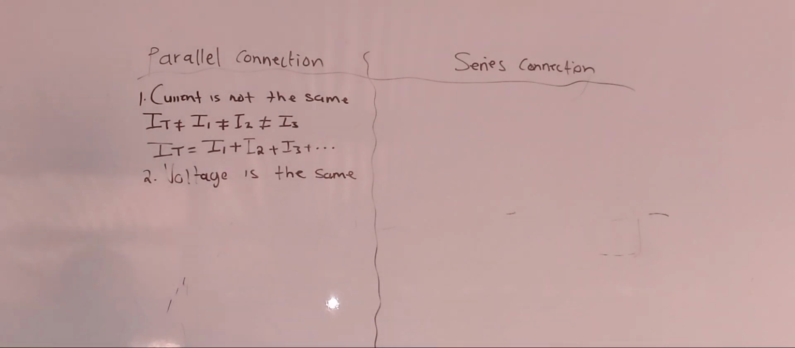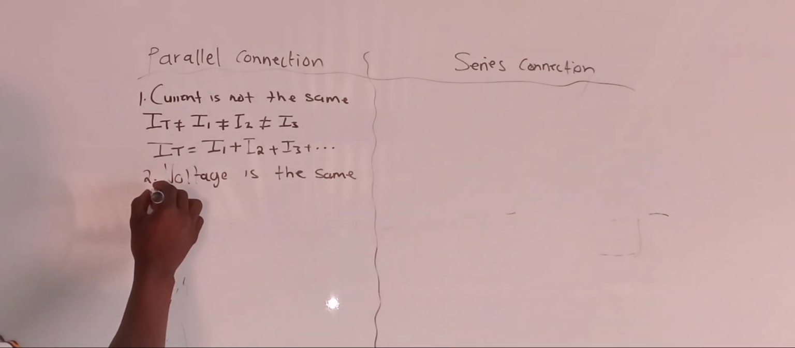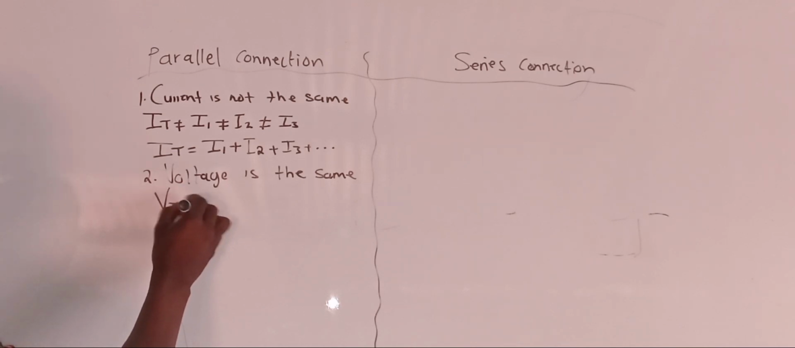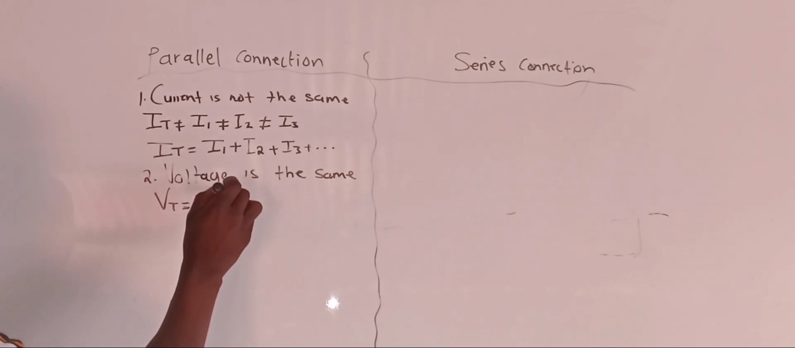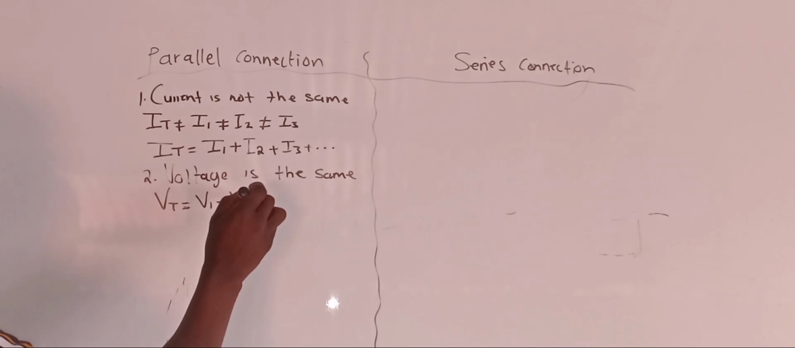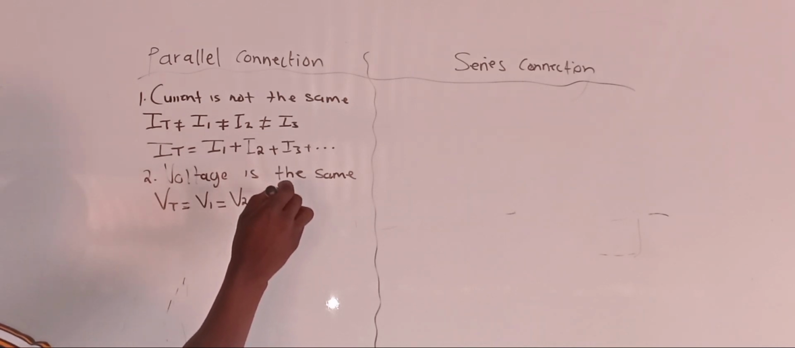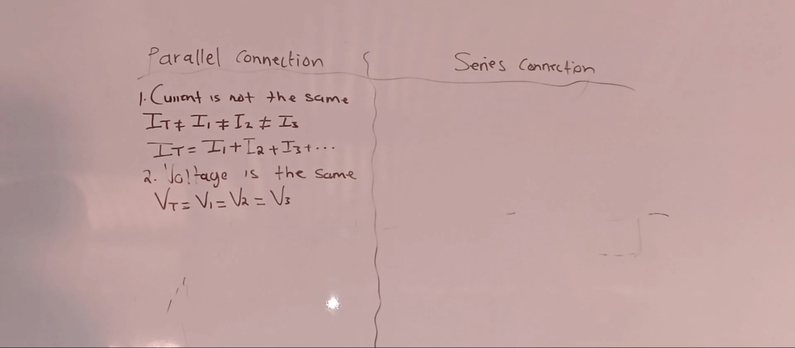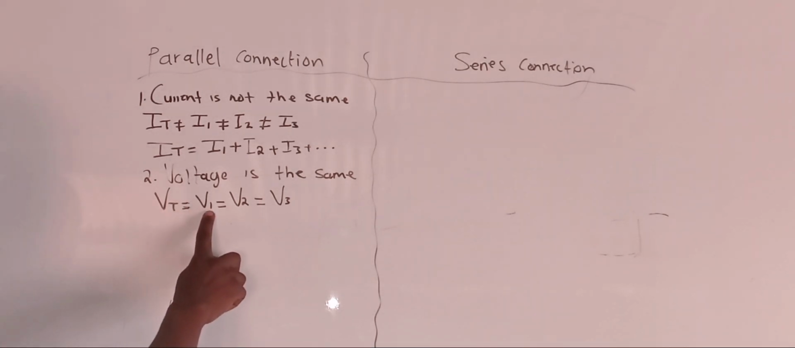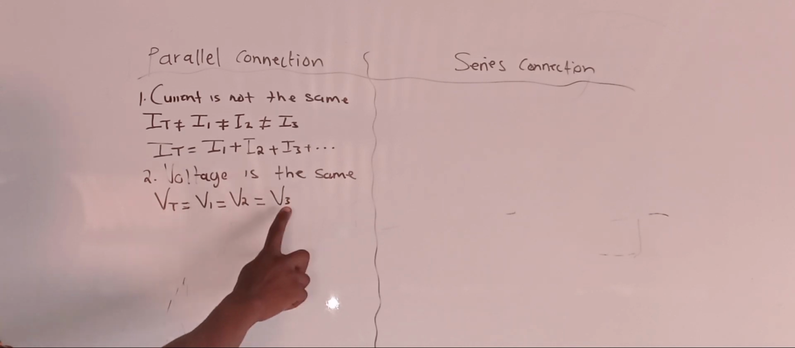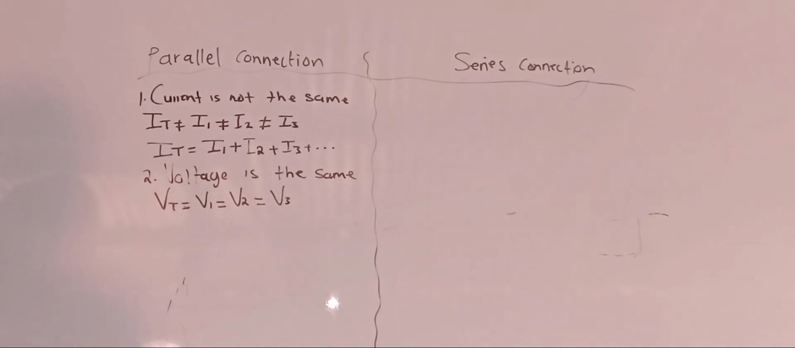So you must know this: since voltage is the same, the voltage distributed by the power supply, or the voltage across the terminals of the battery, is equal to the voltage in resistor number 1, the same as the voltage in resistor number 2, and the same as the voltage in resistor number 3. Meaning that the total voltage is the same voltage that each resistor gets. That is why we're saying that voltage is the same.